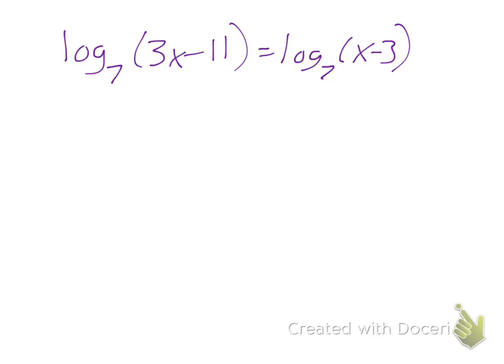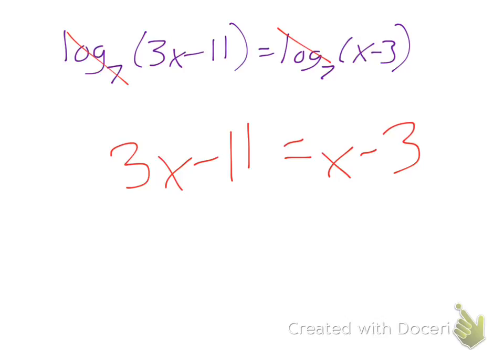Okay. One of the worksheets has a problem like this. It also has problems that are set equal to a number instead of another log. Then you just have to switch to exponential. That's how we do those. Guys, in this case, if you had a log base anything of some number equaling a log of the same base of another number, the only way for these two logs to ever be the same is if the numbers inside are the same. Okay? So in this case, I can basically drop the logs and say, when does 3x minus 11 equal x minus 3?